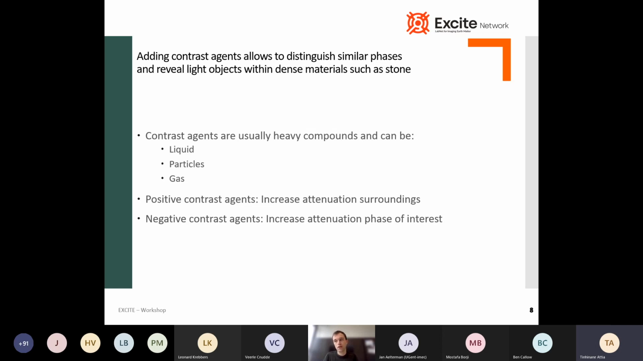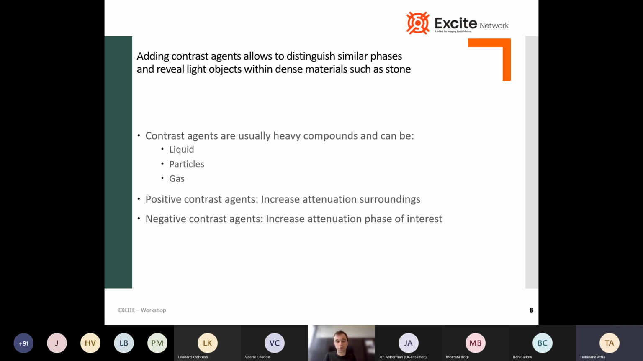Because when you are looking, for example, at biofilms in stones, to go with X-rays, to penetrate enough X-rays into the stone, you need a lot of energy. And this also makes it very hard to reveal light objects which have a low density. So contrast agents can be helpful as well. Contrast agents are in general heavy compounds, and they can consist of everything. They can be liquid, they can be particles, and even gas.